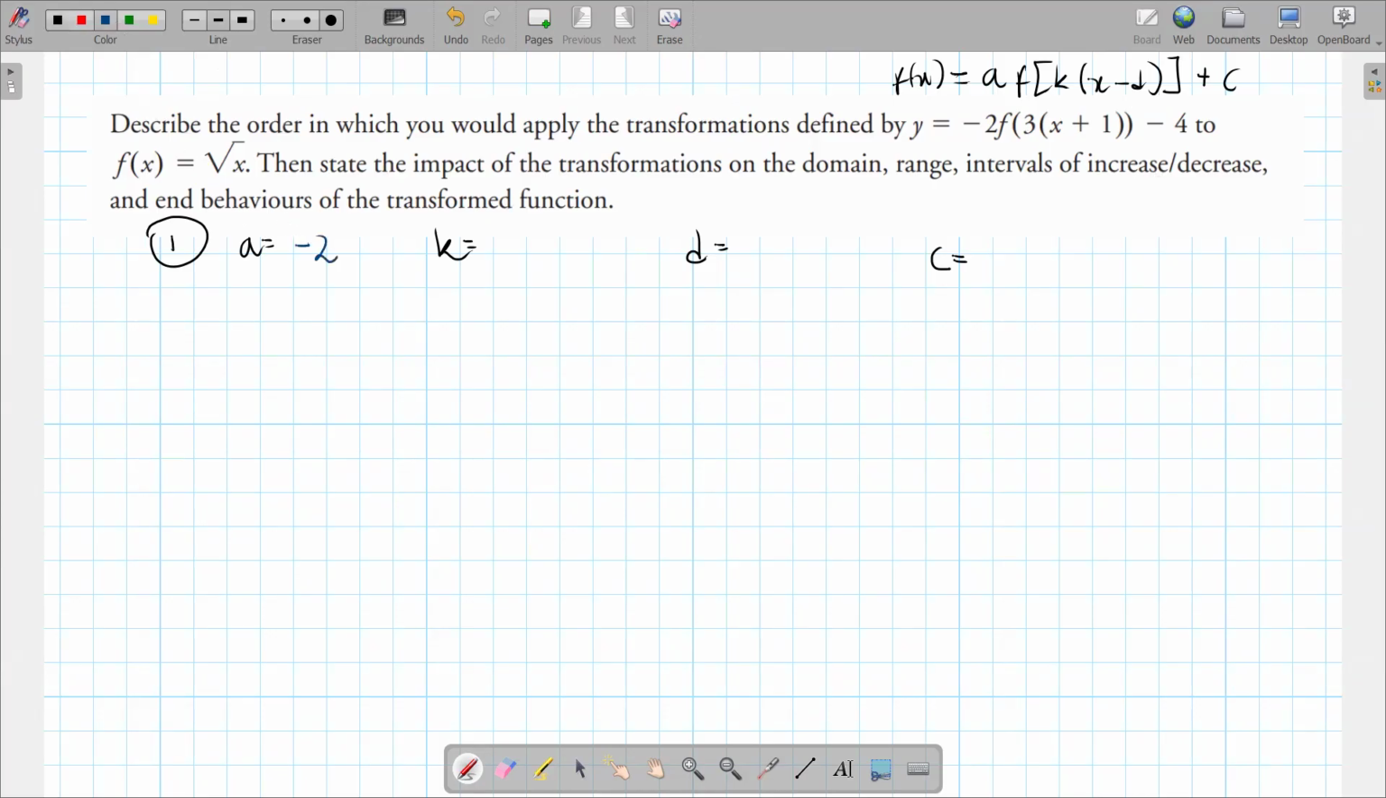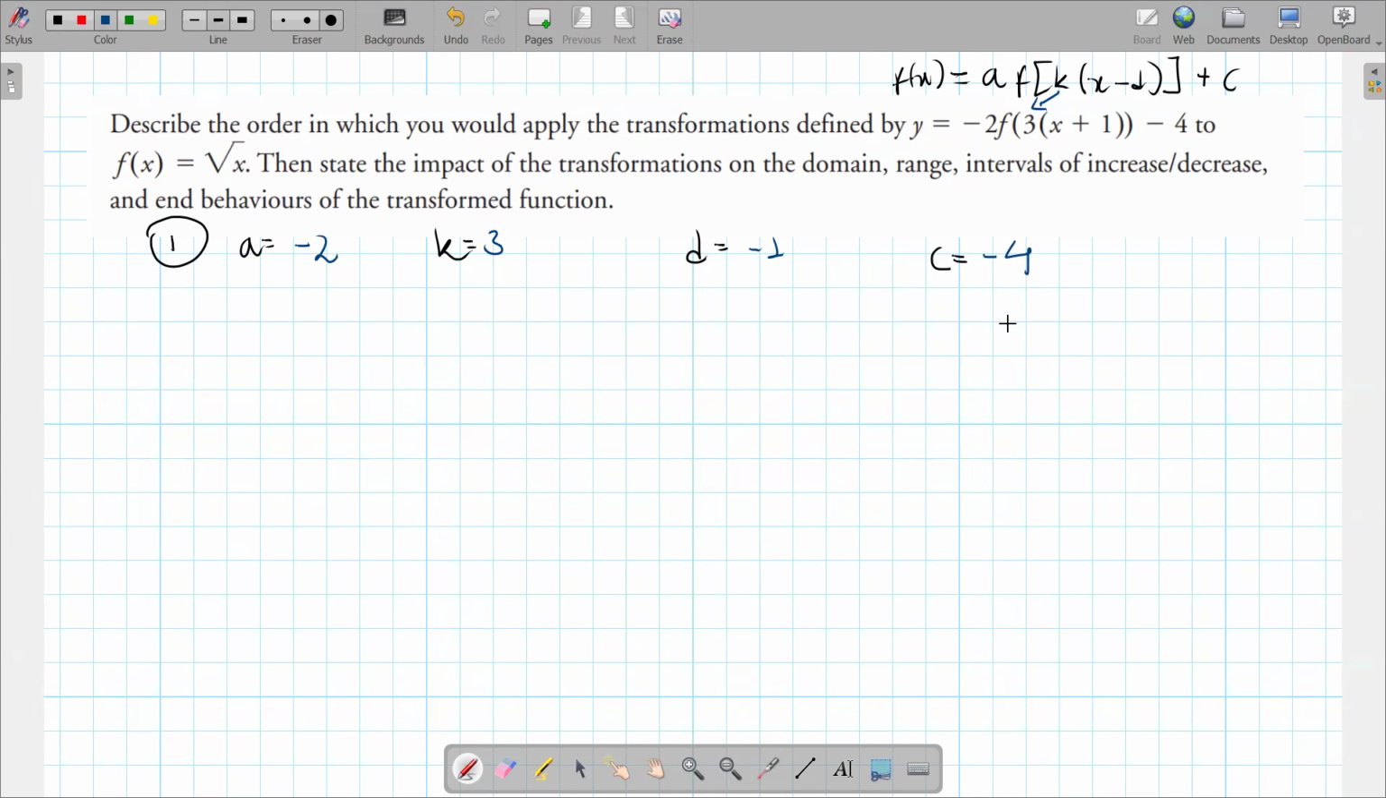a is minus 2. k is 3. What's d? Negative 1. Yeah, and c is pretty easy. c and a are the easiest. You just write down what you see. Okay, so now we have our AKDC.